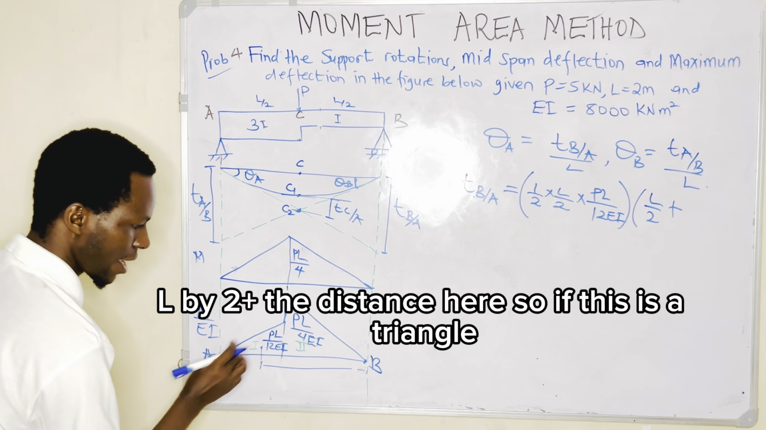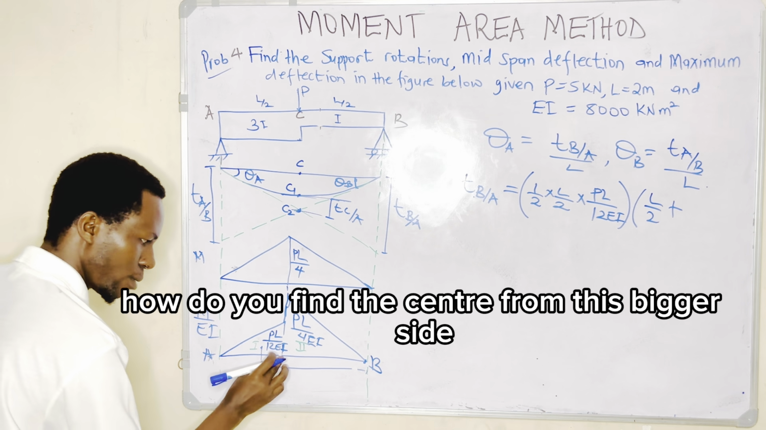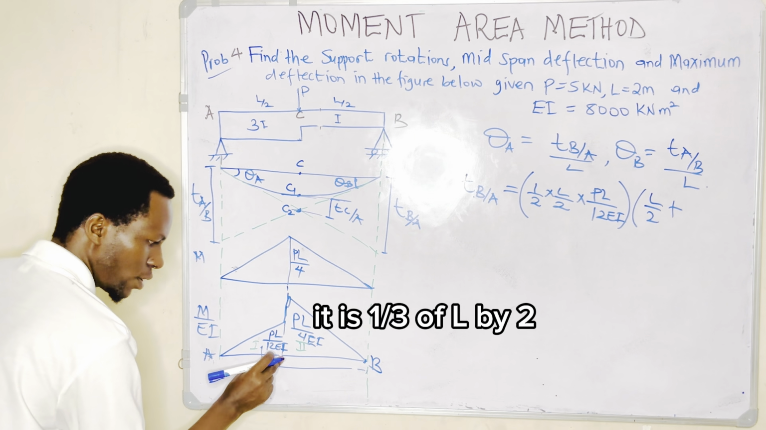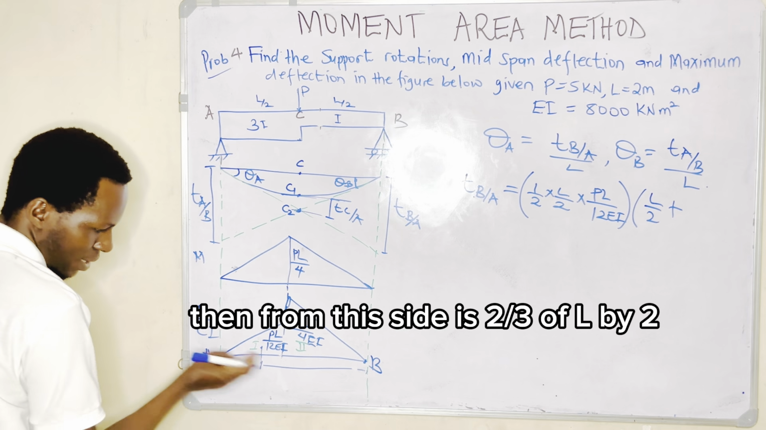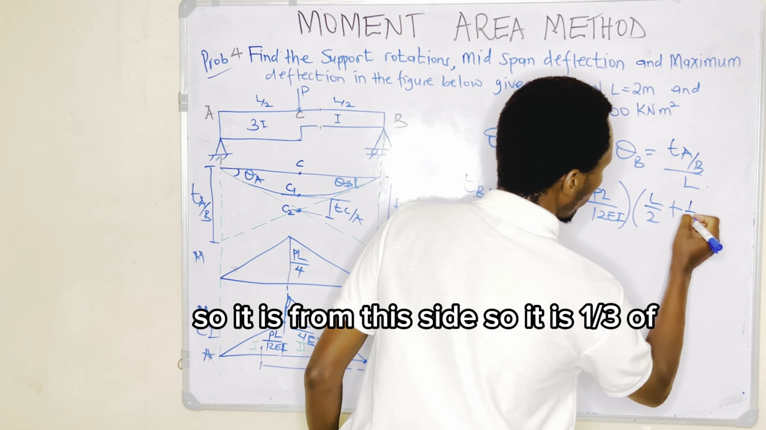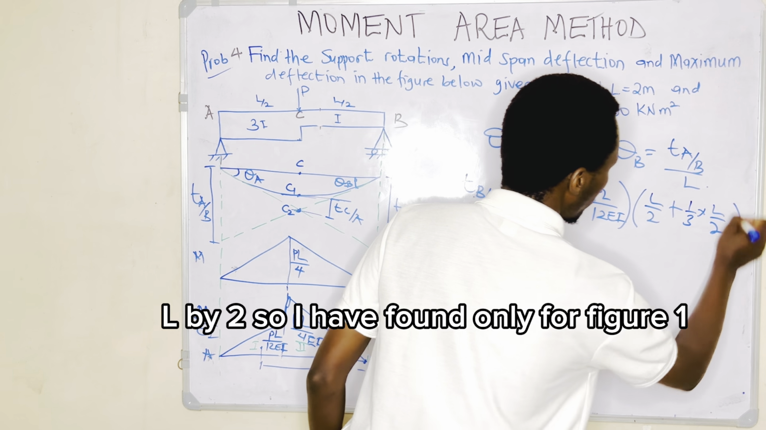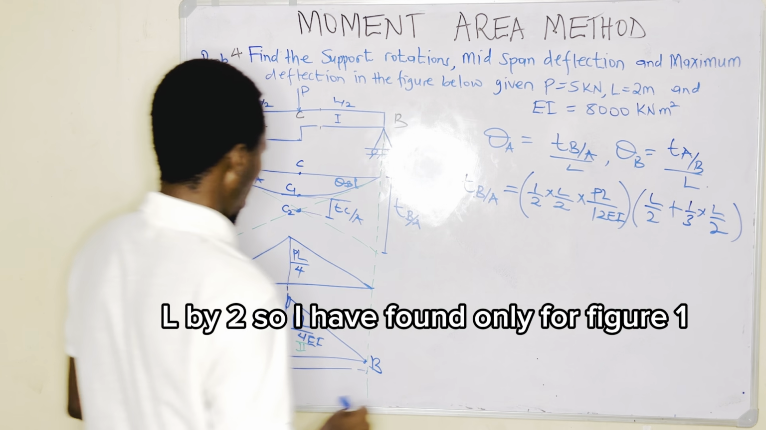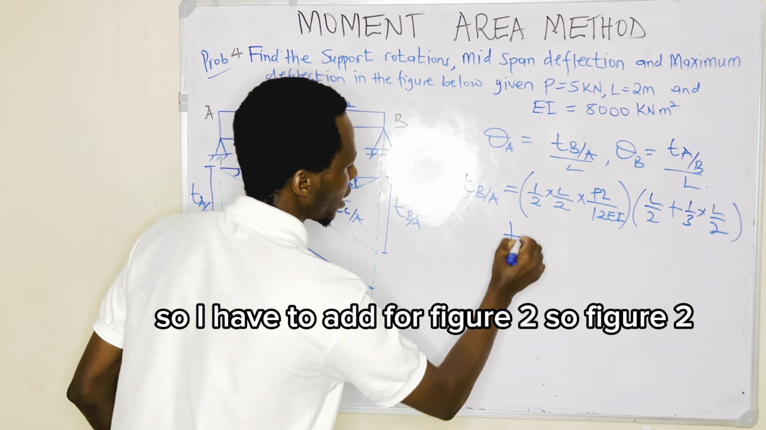So if this is a triangle, how do you find the centroid? From this bigger side, it is 1/3 of L by 2. Then from this side is 2/3 of L by 2. So it is from this side, so it is 1/3 of what? L by 2. So I've found one for figure 1, so I have to add for figure 2.